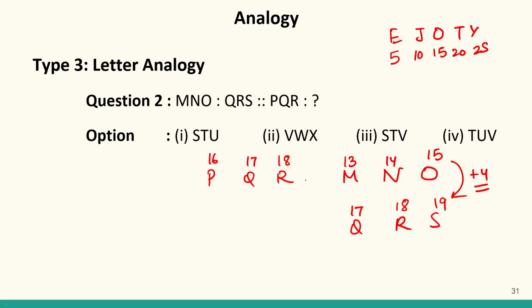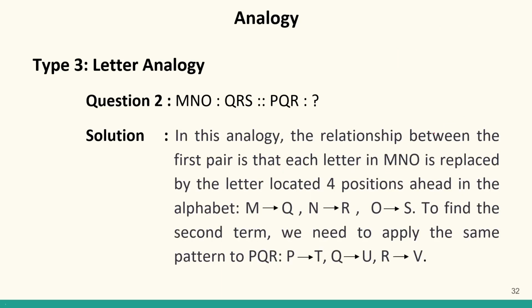Right? Now PQR is this. Now I have to move 4 positions forward. From 16 I'll go to 20th position, from 17 I'll go to 21st position, and from 18 I'll go to 22nd position. So at 20th position we have T, then we have U, and then we have V. Right? So my answer will be TUV, which is option number 4. So option number 4 will be the correct answer to this question. We are moving 4 positions ahead.